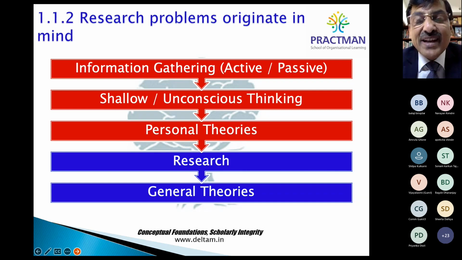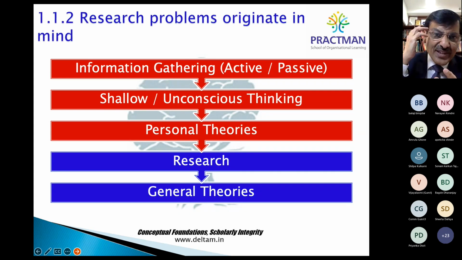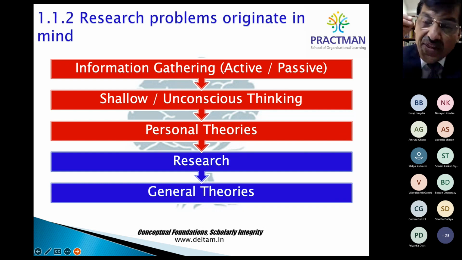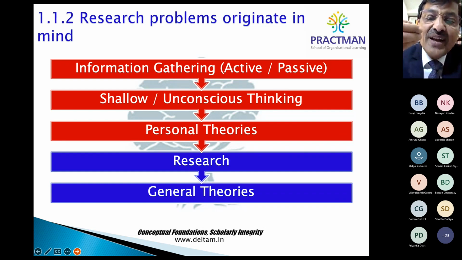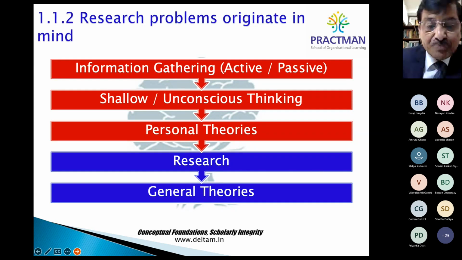For example, you might say that teachers are generally very sober kind of people, not very flamboyant. This is a personal theory which has not yet been tested. So this is a problem which has originated in your mind. This is a research problem which originated in your mind. That is what I have shown by red color. Now you start research on that and create general theories so that later on it may be taught in the classroom. That is what we mean by contributing to the body of knowledge, right?